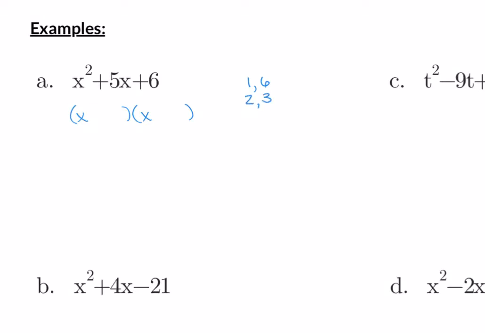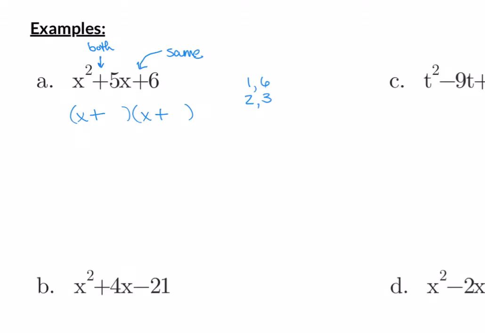So I'm going to list out all my possible factors. I have 1 and 6 and 2 and 3. Okay, let's look at our signs. I should have done that first. To multiply to a +6, we have same signs. And to combine to a +5, I know that they are both positive.